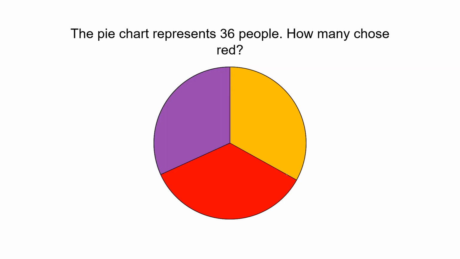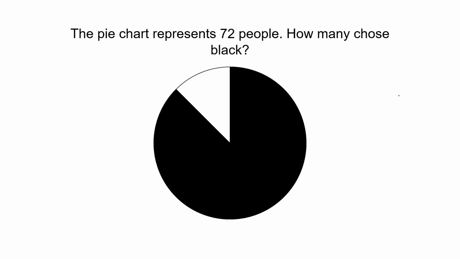So this one, a pie chart represents 36 people. How many chose red? So very similar to our previous one. It's split into 3 sections. So from our previous example, that means that each section is 120 degrees or 1/3 as a fraction. So we're going to do 36 multiplied by 1/3. Remember to use that fraction button on your calculator to write your fraction, and you'll get an answer of 12.